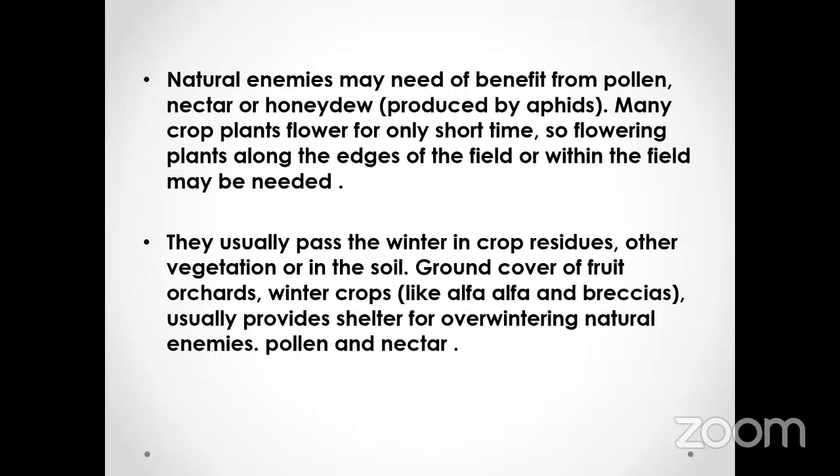Some parasitoids, like those of aphids, may require honeydew as an alternative food material. For that purpose, in some places they spray sugary substances, which act as an alternative food for the aphid parasitoid. When there is a shortfall of crop canopy, we can have short duration crops like alfalfa, brassica family crops or winter crops in between the orchard, which act as overwintering sites for many natural enemies, and meanwhile they also provide pollen and nectar.